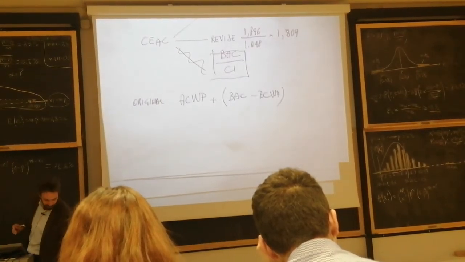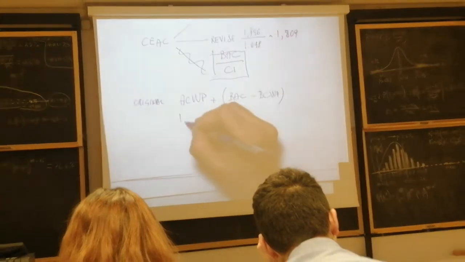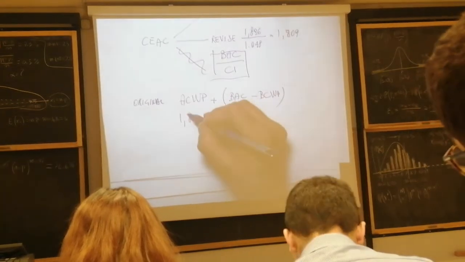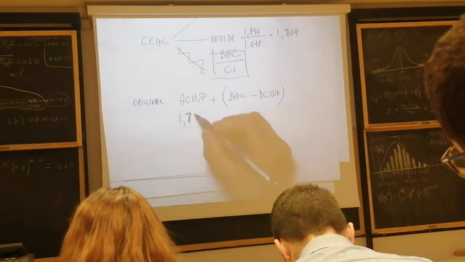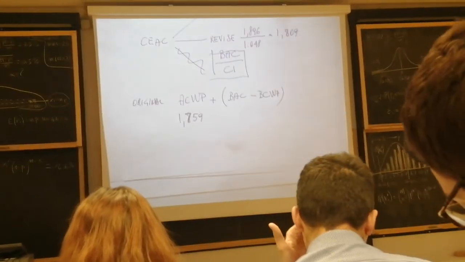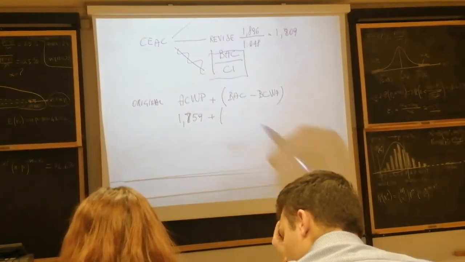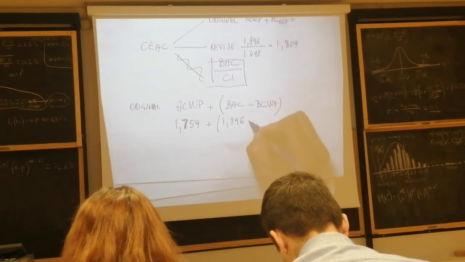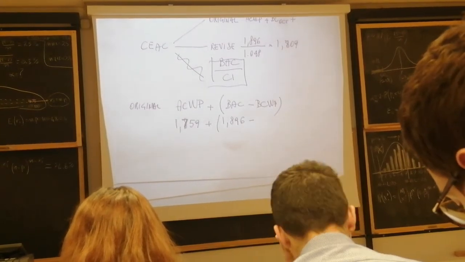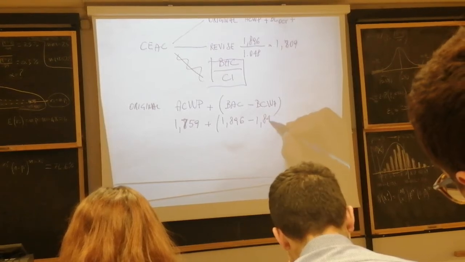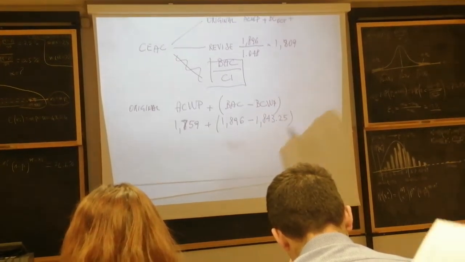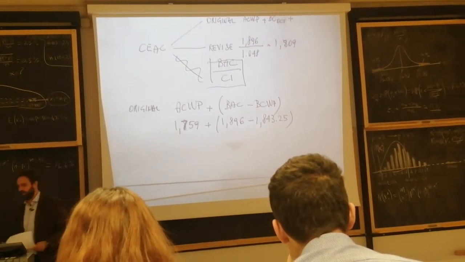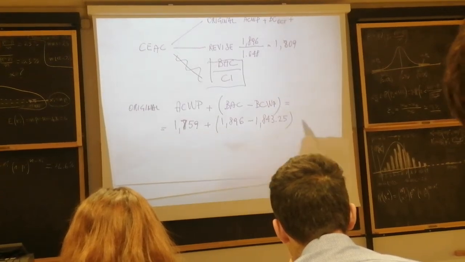So, in our figures, it is 1,843,000 ACWP, sorry. It's 1,759,000 plus the original budget, and you told me the original budget is 1,896, minus the budgeted cost of the work performed, which is 1,843.25. Got a calculator? Please use your cell phone and please tell me how much is it?